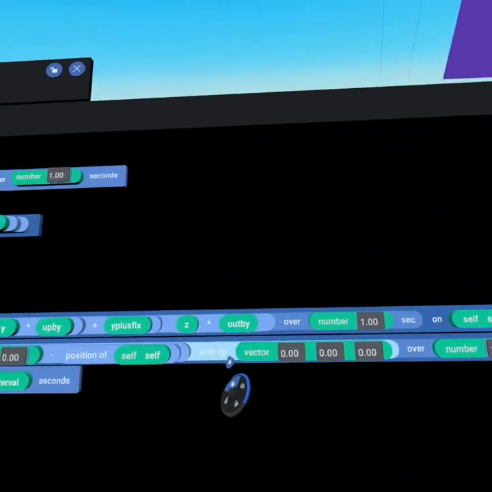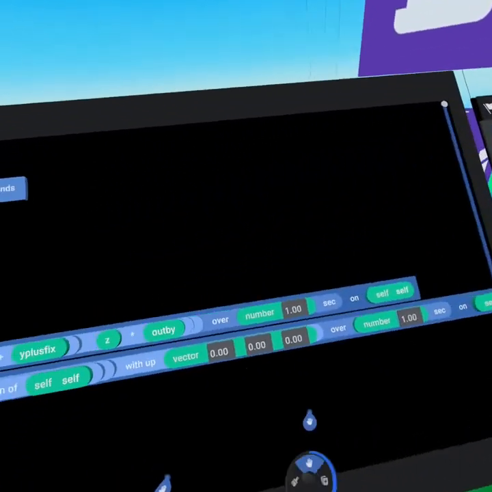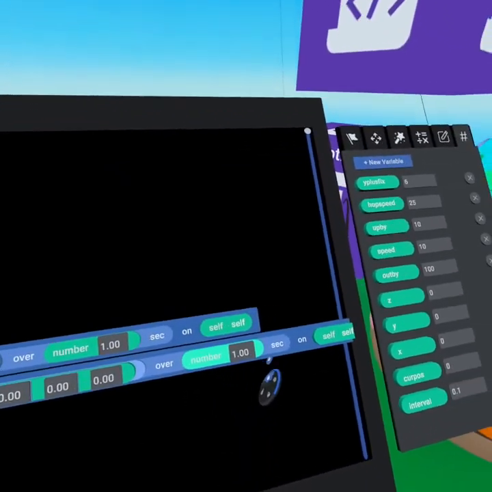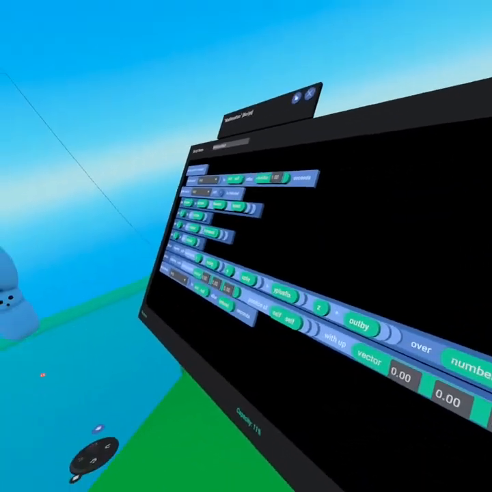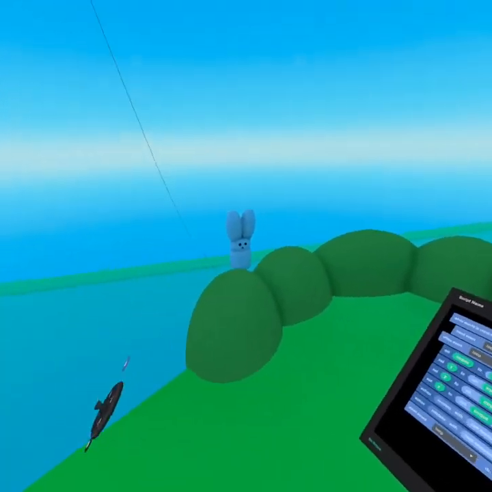We then use with up vector 0, 0, 0. If you want it to look and not do the bounce, this needs to be 0, 1, 0. And then we have this going over 1 second as well, also running on self, and then we send the loop back to self. And that is how we create this motion, which is really cool.